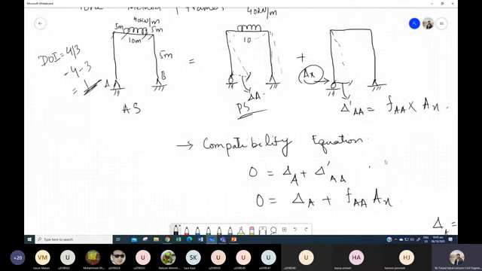For example, in this frame, this is our primary structure, and I want to figure out this deflection delta A. So capital M would be the moment equation when the external load of 40 kilonewton per meter is acting on this frame, and I will write the moment equation for the whole frame. And small m will be the moment equation for this frame when I remove this 40 kilonewton and apply a unit load of 1 in this direction. Why this direction? Because I want the horizontal deflection for this particular frame.